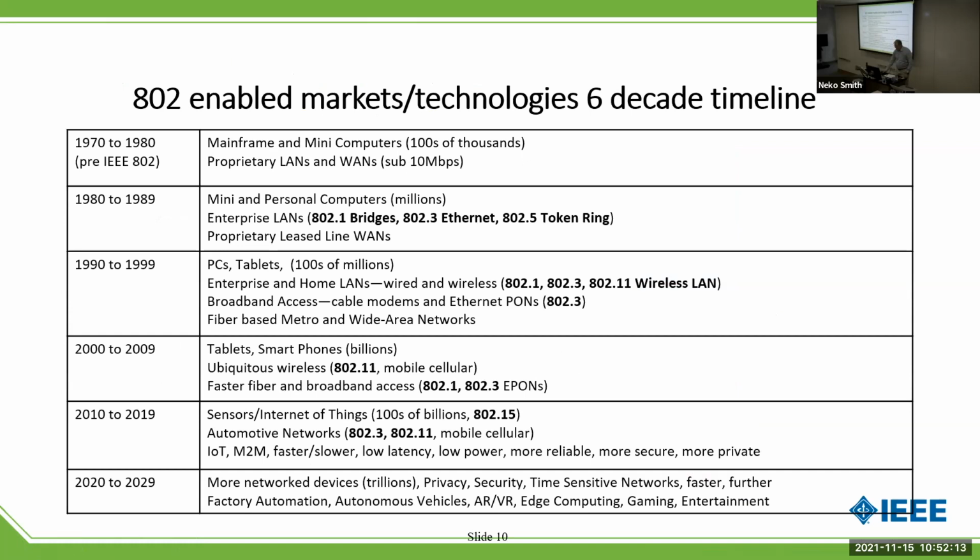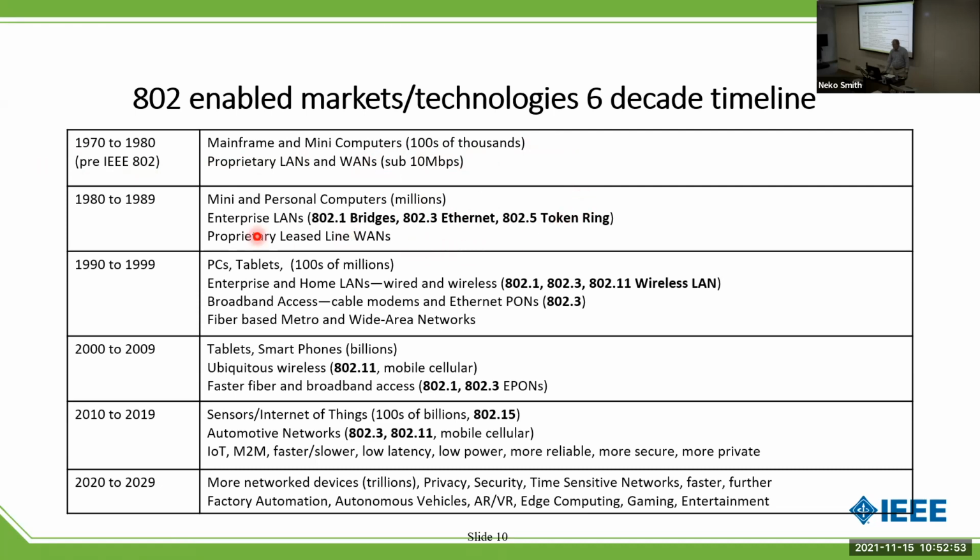So here's my view of the timeline over 6 decades, how things have developed with respect to the markets and the technologies that 802 has standardized. Back in the 70s, before 802 existed, there were many different mainframe and mini computers and different proprietary networks. Then a large percentage of the companies involved in these proprietary technologies realized it would be better if there was a single way of connecting these computers so that we have multi-vendor interoperability, and 802 was born.